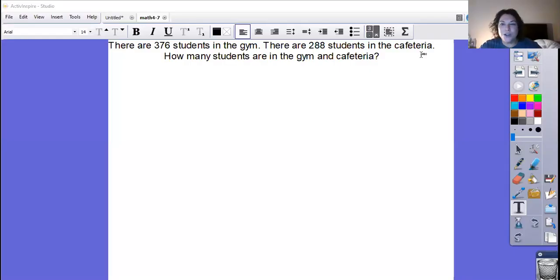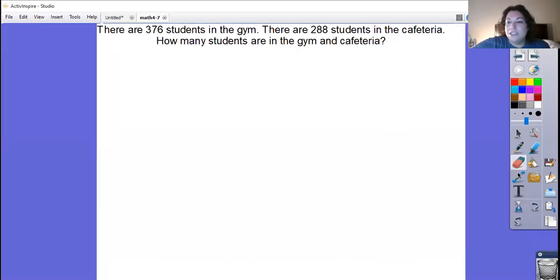Okay, boys and girls, so here we have a word problem for us to take a look at. This word problem says there are 372 students in the gym. There are 288 students in the cafeteria. How many students are in the gym and the cafeteria? Well, there's a couple of things going on here. The first thing that we need to do is analyze this problem and decide what's going on and what is happening so we can make a plan to solve.